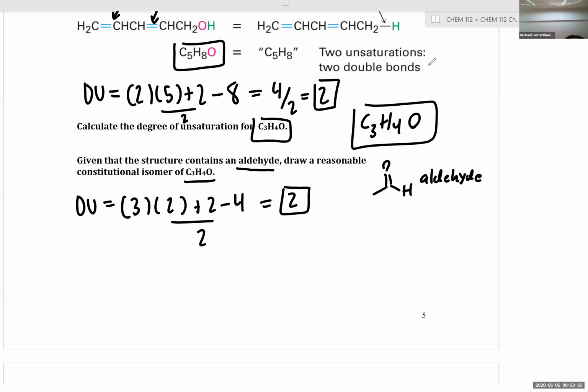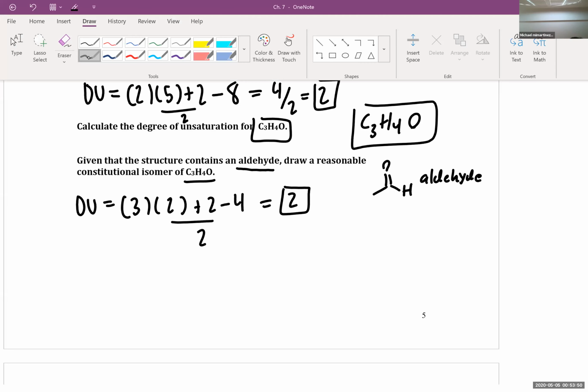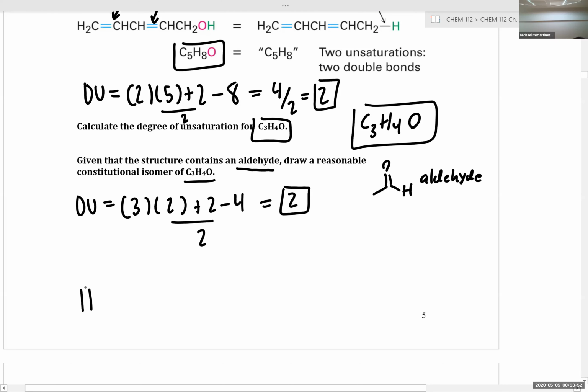So following our DU of 2, we need a total of 2 double bonds or a double bond and a ring. Whoops, let me switch to the normal interface so that way the writing's a little more clear. So what immediately springs to mind is the following structure. This is known as acrolein. It's a nice building block used for a range of cyclization reactions.